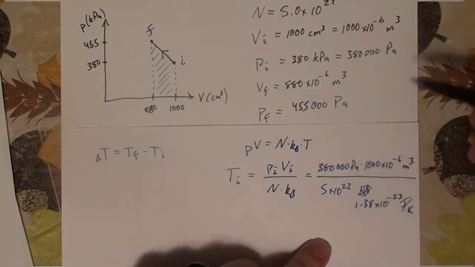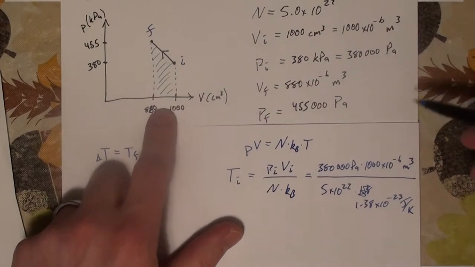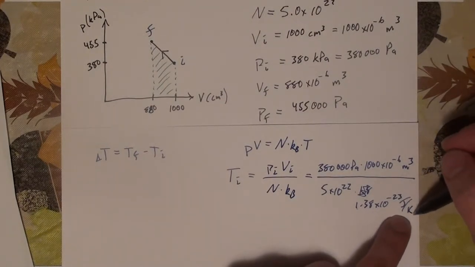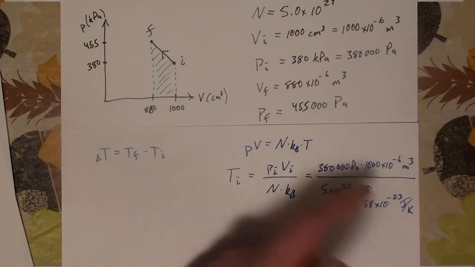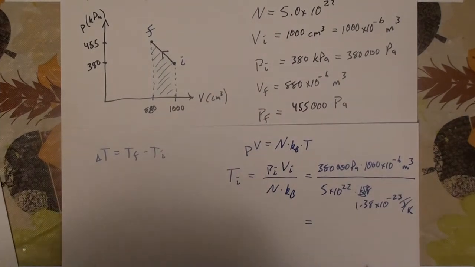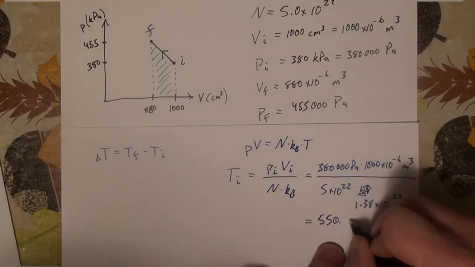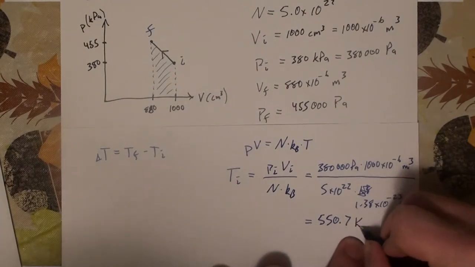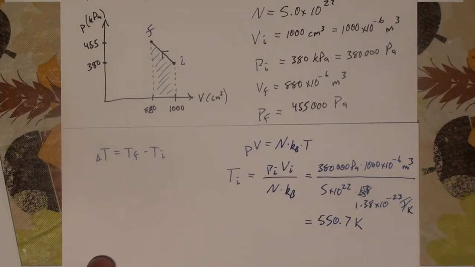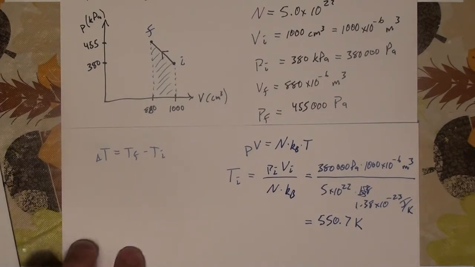So the numerator gives me joules. P times V, just like the area of this, is joules. And I'm dividing by joules and dividing by 1 over K. So 1 over K is just K, or Kelvin. That gives me the temperature is 550.7 Kelvin.